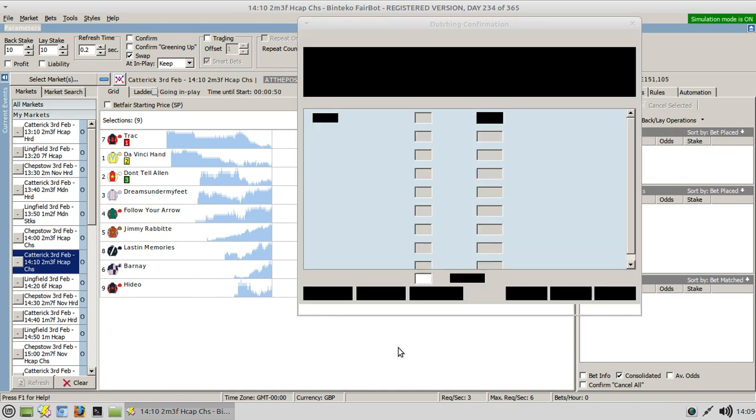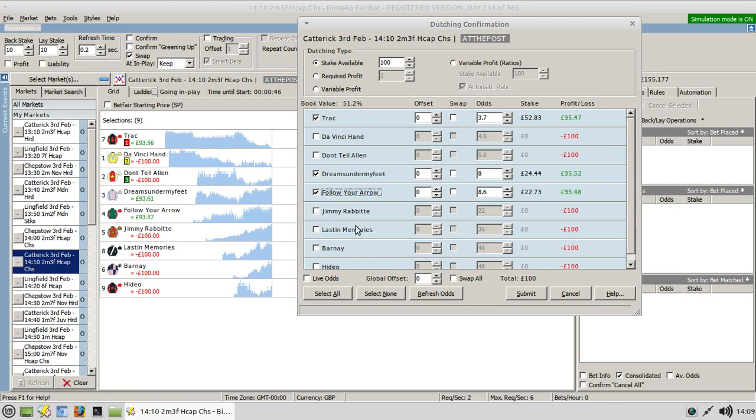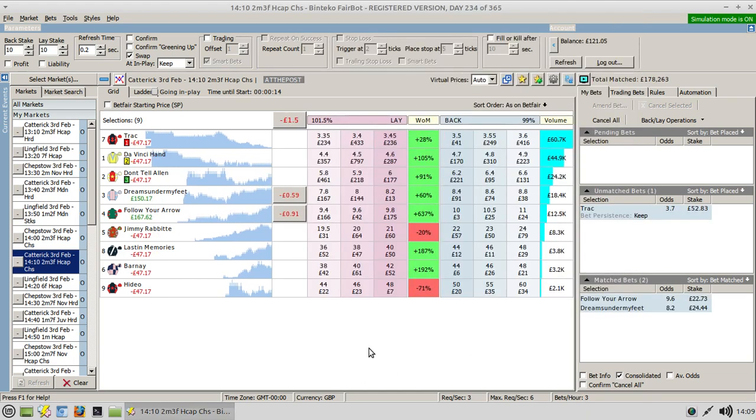Now if we open up the Dutching tool and select those individual selections, you'll see that was just under £100. I would normally look for my profit and loss to be exactly £100 or more. Six of one and half a dozen of the other. You could also skew, but because these odds are so close and the actual form is so close, I'm happy to take this as is. So we're going to take those positions. Track hasn't been taken, so we'll leave that to be kept.